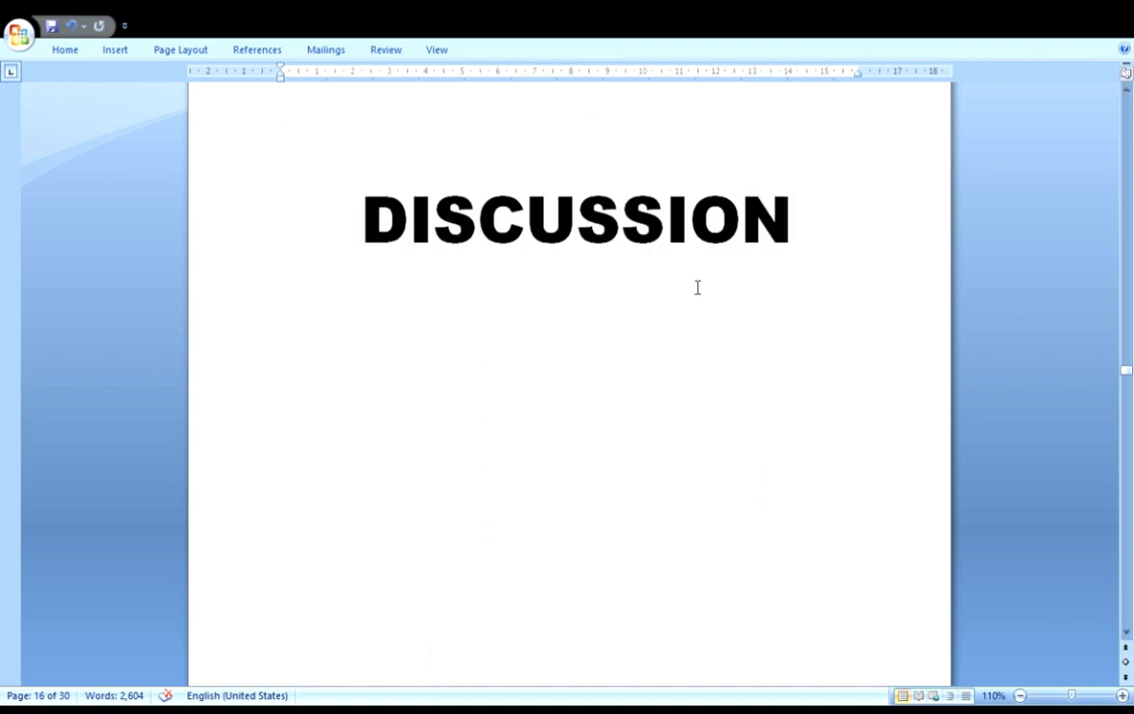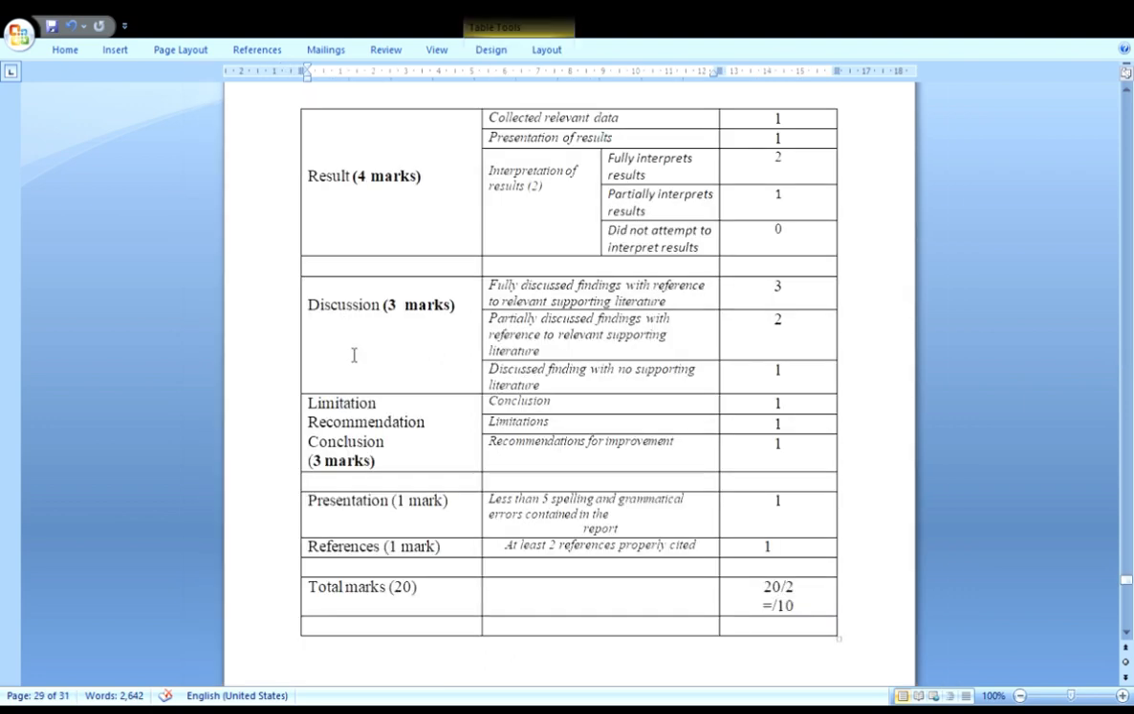So let's go over to the mark scheme to see how the marks are allocated and then come back to the SBA. The discussion is saying here the total marks is 3. Over here is a breakdown of the scores for the discussion. So the first section says, if you fully discuss findings with reference to relevant supporting literature, then you will get a total of 3 marks. What that means is, if you get information from books to compare that with your result, you would basically attract the full mark. So it basically means you would make quotings from the internet or from textbooks, and from those quotings you would document your references.